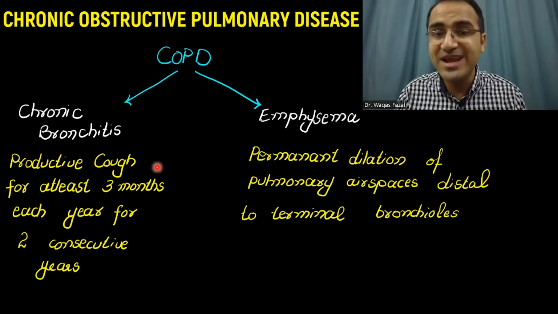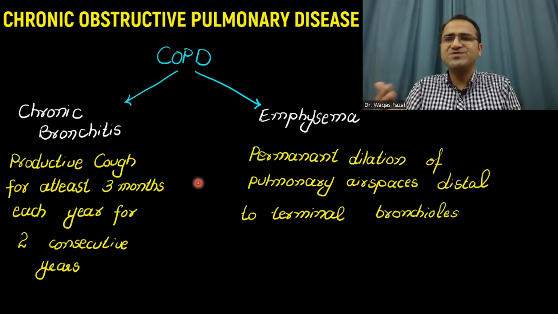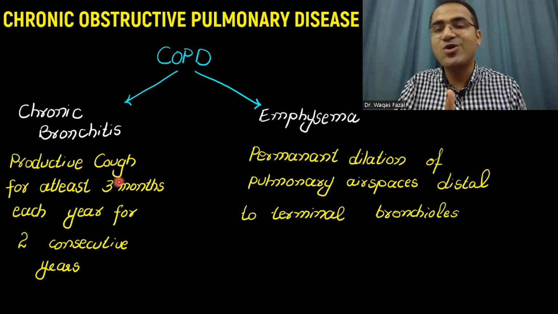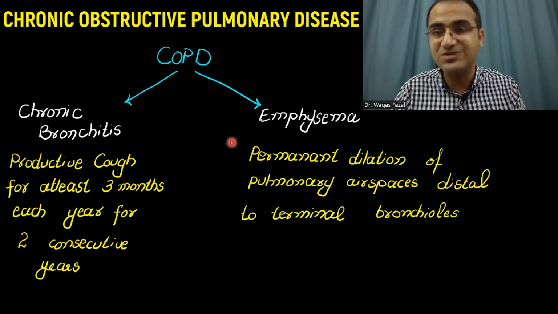Now remember, in real life, there is a lot of overlap between these two diseases. In real life, the patients would be exhibiting symptoms of emphysema, destruction of alveoli, as well as chronic bronchitis, excessive mucus production. So the COPD patients mostly have both of these.